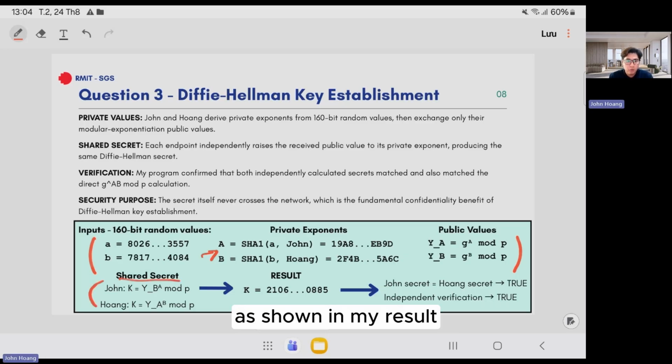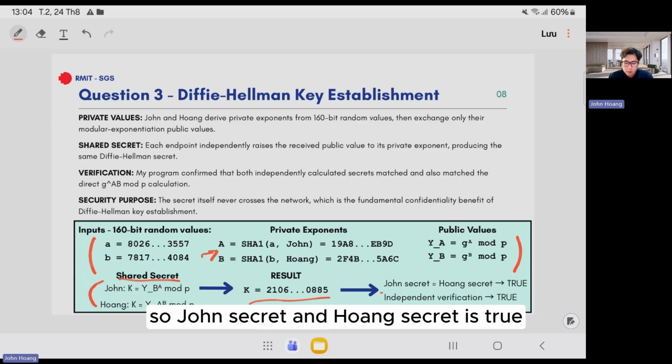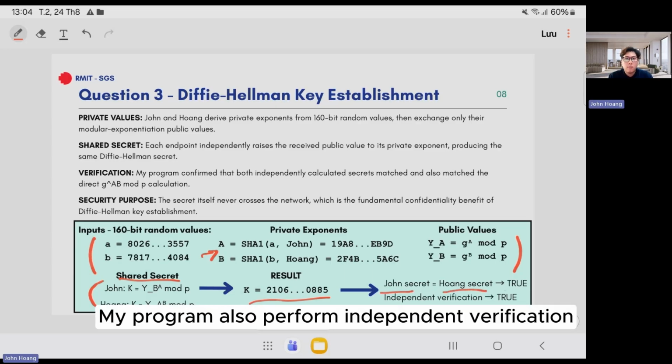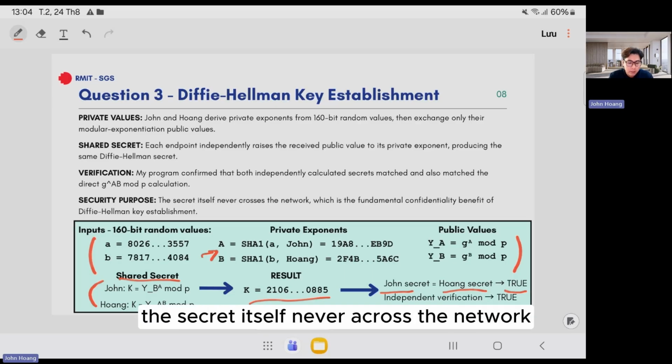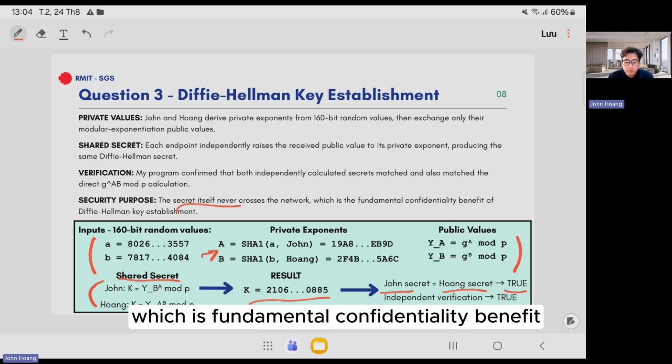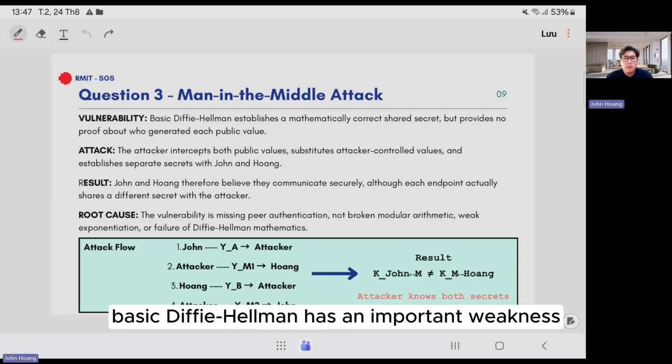As shown in my result, both calculations produce the same result. So John's secret and Hoang's secret are equal: true. My program also performs independent verifications, and both checks return true. For security purposes, the secret itself never crosses the network, which is the fundamental confidentiality benefit of Diffie-Hellman key establishment. However, basic Diffie-Hellman has an important weakness.